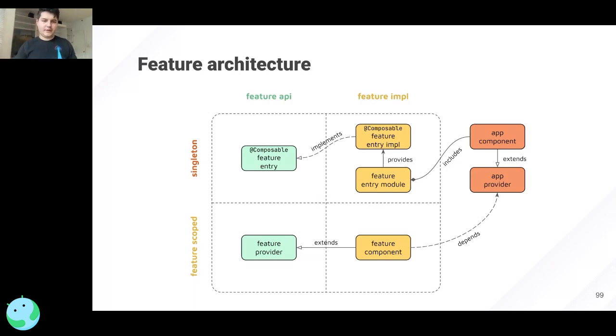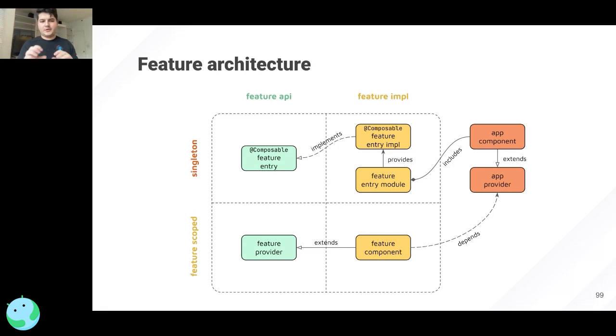On the other hand, if we consider all those things horizontally, we have different Dagger scopes. We have a singleton scope, which defines all the feature entries. They're singletons because at any point in time, any other feature can navigate to some specific feature. But this is fine because those classes are pretty lightweight and they don't hold state. They just hold a single composable function. This is fine, and basically we hold them as singletons.